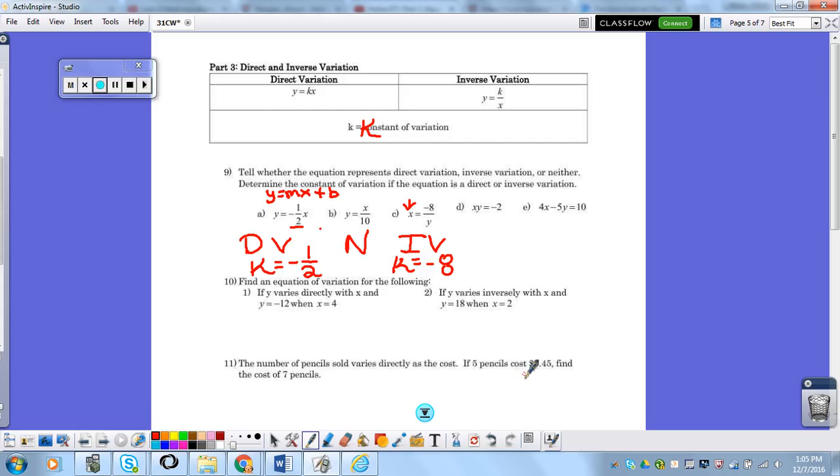Letter D is actually an inverse variation, okay? Because another way to express inverse variation is xy is equal to k. So k is equal to negative 2.